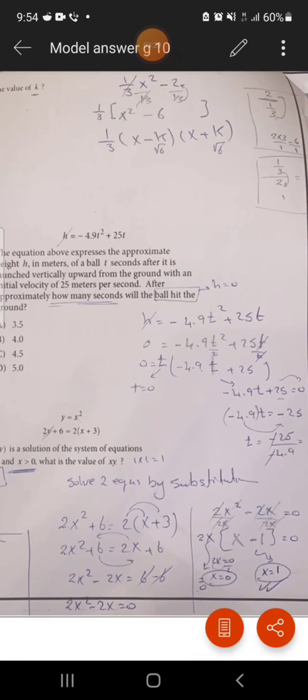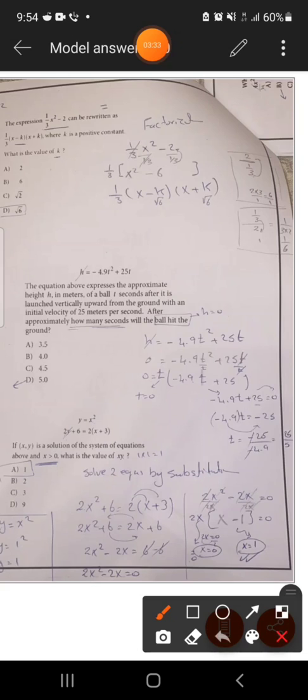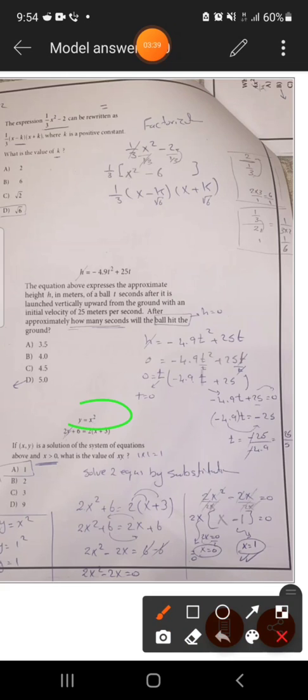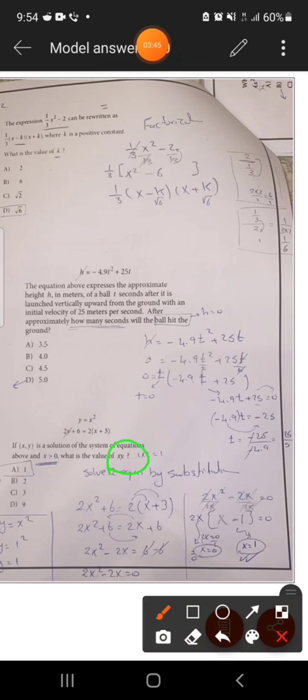Okay, what about the second one here? Here, he gives you two equations, this and this. And what does he ask for? The value of xy. And don't forget that he wrote a condition, x greater than 0. Okay, as I told you before, if you have two equations together, what you will do? You will substitute.